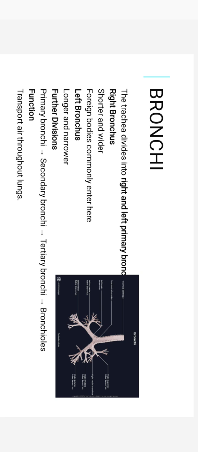Once inside the lungs, the bronchi continue dividing into small branches called secondary bronchi, tertiary bronchi, and eventually into bronchioles. This repeated branching resembles the branches of a tree and is therefore called the bronchial tree. The bronchial tree helps distribute air evenly to all regions of the lungs, ensuring efficient ventilation and gas exchange.